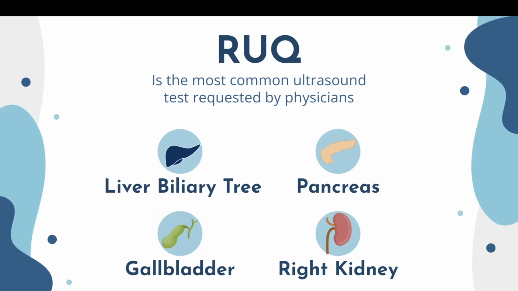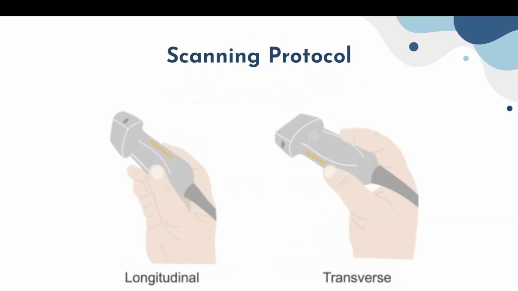That's okay. So the scanning protocol varies from department to department. Every hospital, every radiology department has their own protocol. Slide. Just a basic overview, every organ we scan on ultrasound is scanned in two planes: a longitudinal or sagittal plane, and a transverse plane.